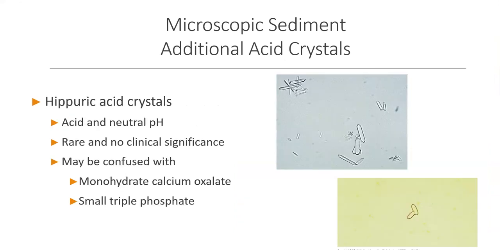Hippuric acid crystals may be in an acid or neutral pH. These are rare crystals and have no clinical significance. The problem is these crystals are sometimes confused with monohydrate calcium oxalate and small triple phosphate.